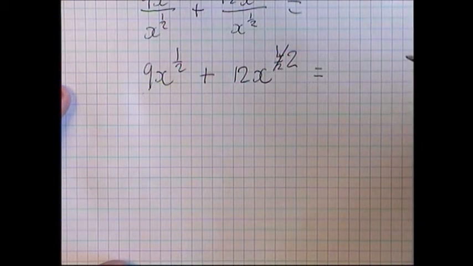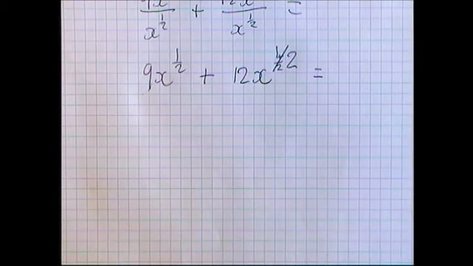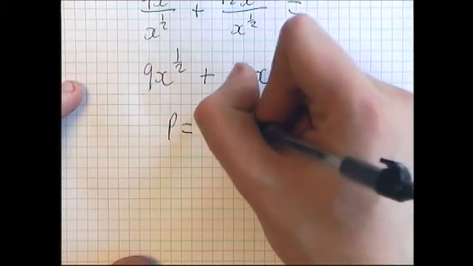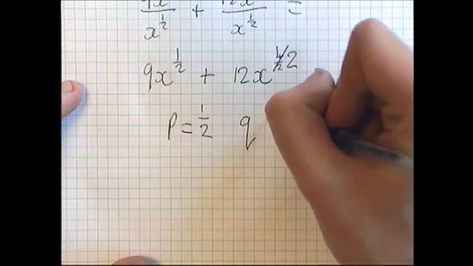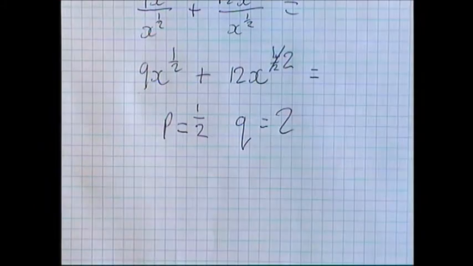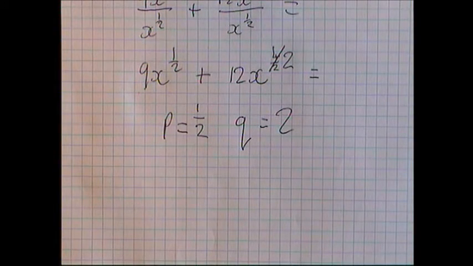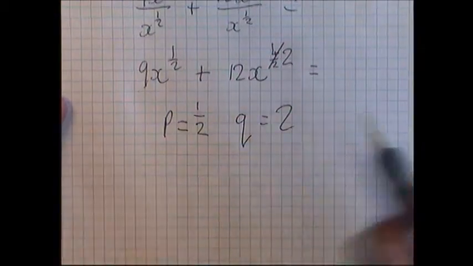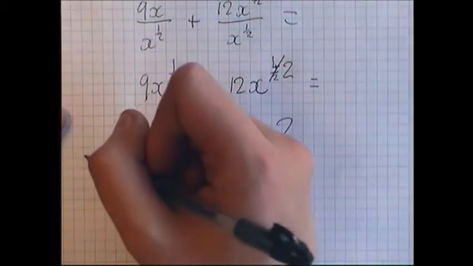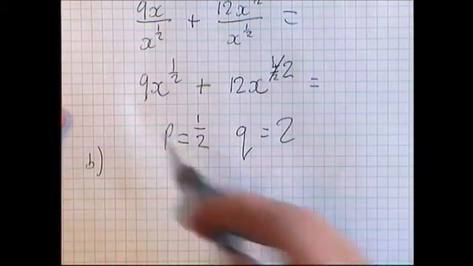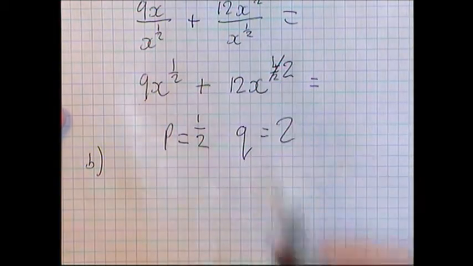And now we've written it in that form, we want to say what p and q are. So p is equal to a half and q is equal to 2. Given that the gradient function dy by dx is equal to what we've started with, and that y equals 92 when x equals 1, we need to find y in terms of x and simplify the coefficient of each term. So I'm going to use this new version of what I have just created, 9x to the power of a half plus 12x to the power of 2.